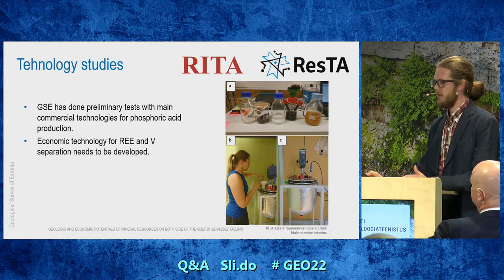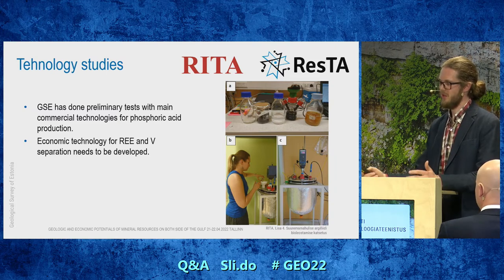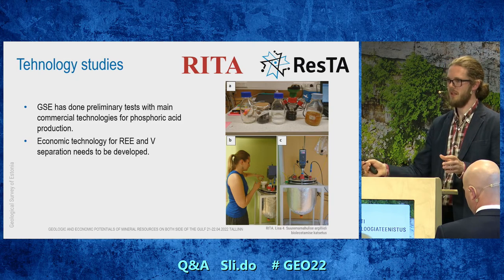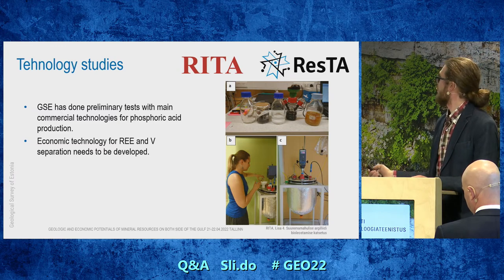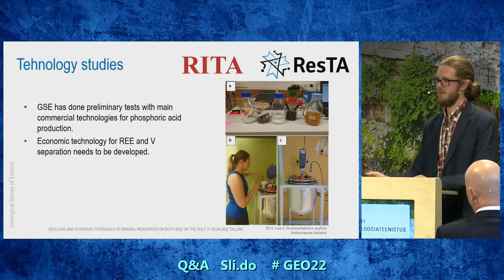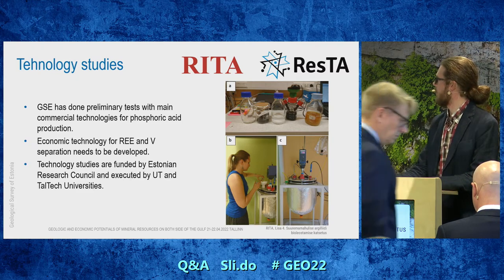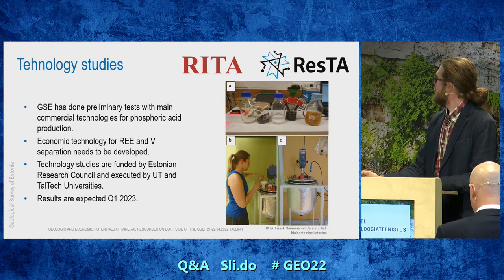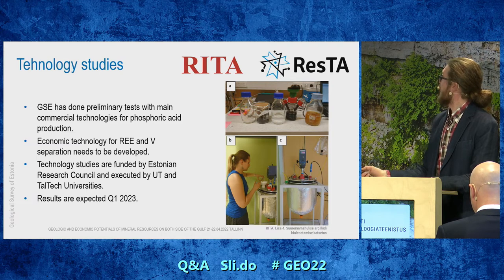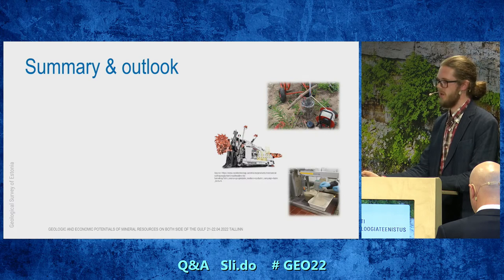Then, we can adapt existing technologies for phosphoric acid production, but for rare earth elements and vanadium, this still has to be developed. And here on the photo, this is from the RESTA project. It's a bio-leaching reactor of black shale. So this is one of the technologies that is being developed. And from the RESTA project, we are expecting the results in the beginning of next year. So we are also waiting to see what we can learn from there.